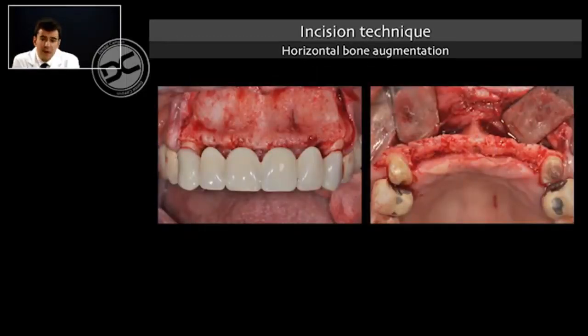After raising the flap, cleaning the region, performing the bone augmentation procedure, it is still possible to decide whether an extension of the flap, so an extension of the incision, is necessary or not in order to reach a tension-free primary wound closure.